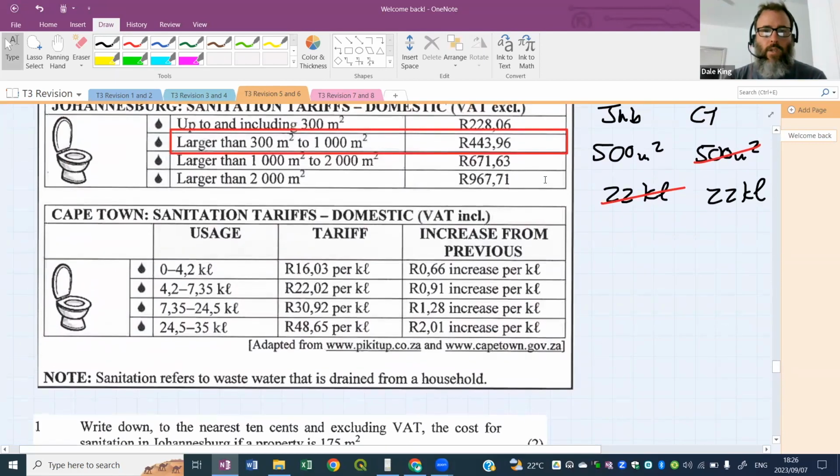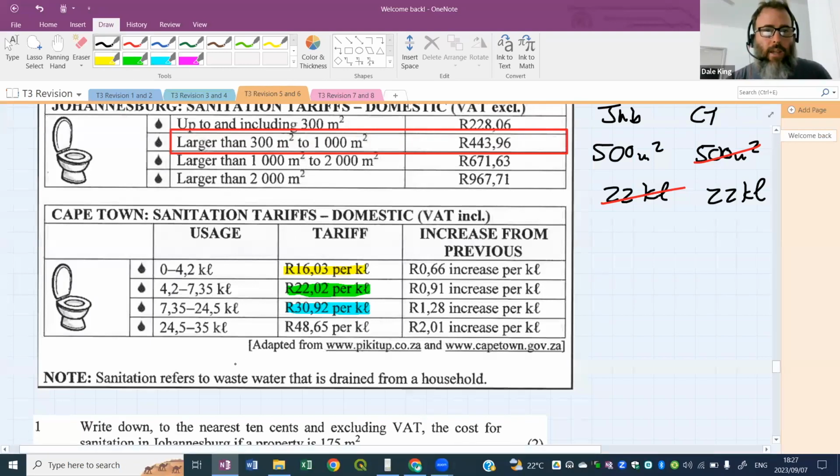We got 22 kiloliters. All right, Ben, this is going to take a little bit of work, eh? Yes. All right. I'm going to remind you again. The first 0 to 4.2 kiloliters is charged at this rate. Thereafter, the next above 4.2 up to 7.35 is charged at this rate. Thereafter, 7.35 to 24.5 is charged at this rate. So we're going to work through the brackets, aren't we?